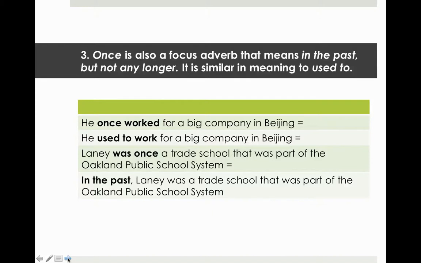Okay. I can also use it as a focus adverb, which means in the past or not any longer. It's similar in meaning to used to. He once worked for a big company in Beijing means he used to work in a big company in Beijing. Laney was once a trade school that was part of the Oakland public school system. That's an interesting bit of history you might want to know. I think it was in the 1970s that it became a community college. In the past, Laney was a trade school that was part of the Oakland public school system.